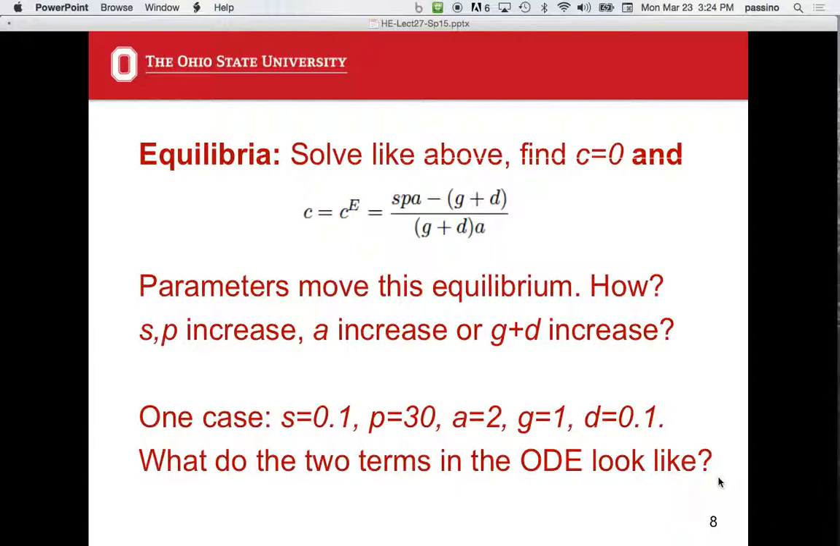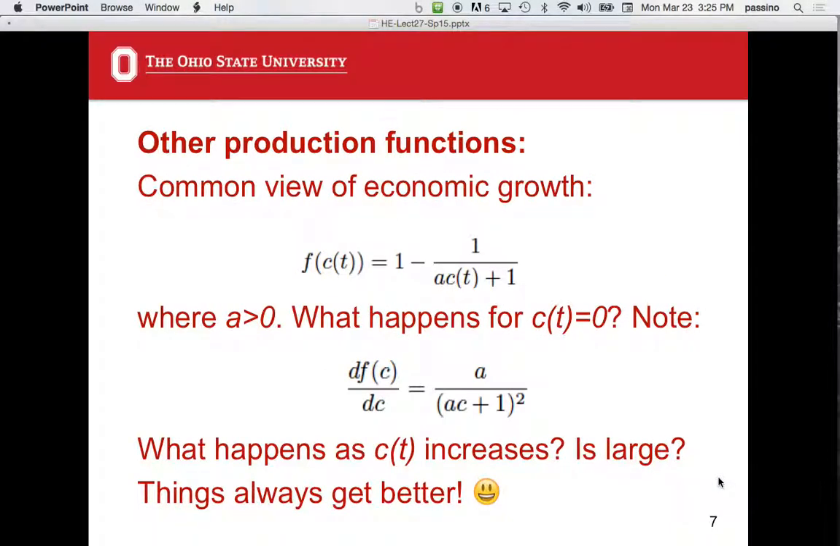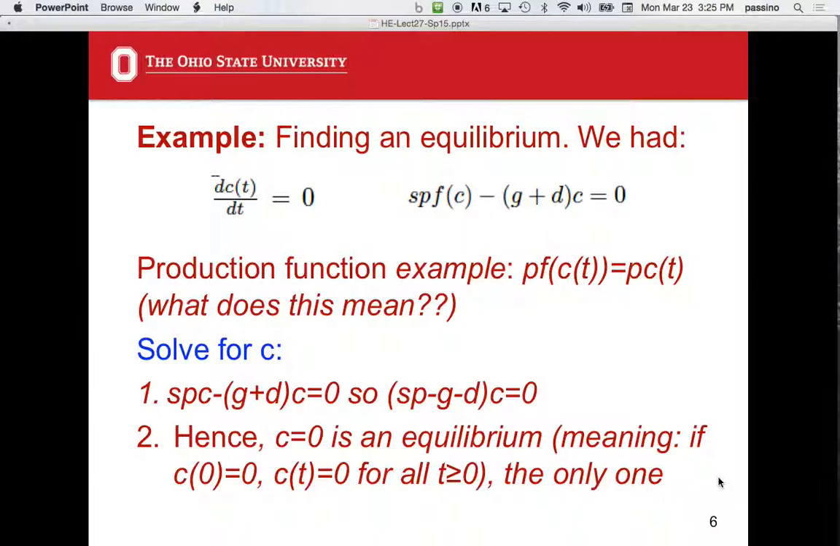Now, let's look at a case. It's easiest just to do some computing now. So what I'm going to do is let S equal 0.1, P equal 30, A equal 2, G equal 1, D equal 0.1. And the first question is, what do the two terms in the ODE, the ordinary differential equation, look like? What I mean is, back here, I want to know the shape of this and the shape of this. So I'm going to plot both terms.